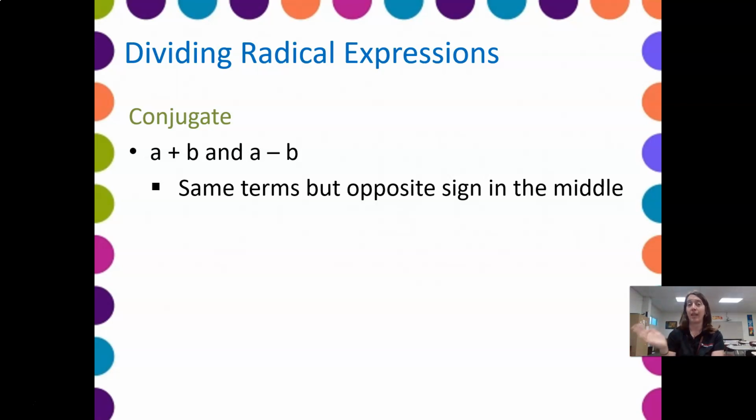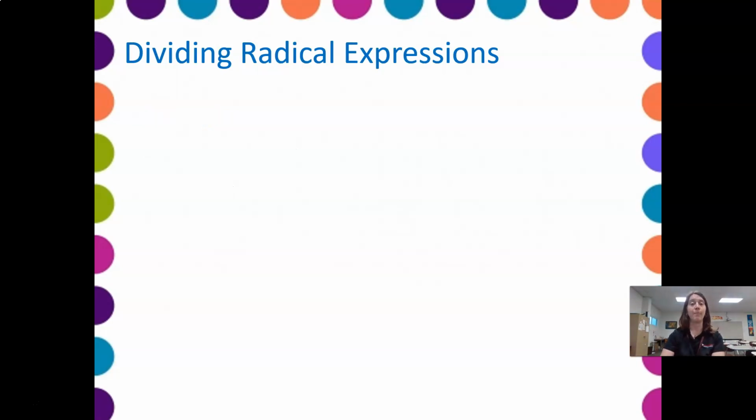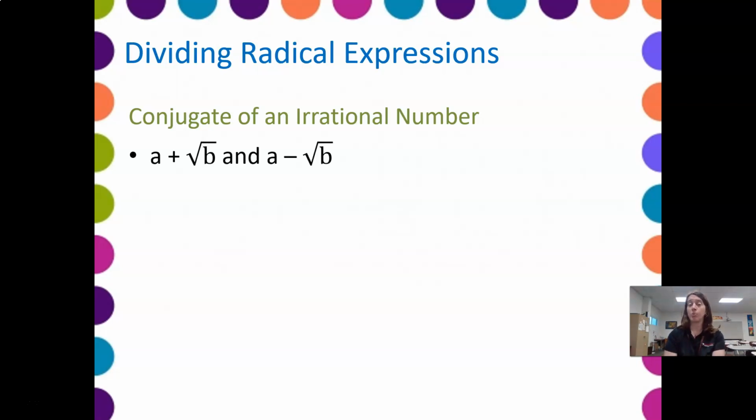So just to give you examples like we talked about before: x plus 2, x minus 2. They have the same pieces. One of them is a plus, one of them is a minus. Well, what we're going to see in our question today is we're going to have to deal with conjugates for irrational numbers, because remember, irrational numbers are things that involve our square roots. The conjugates would just look like this: A plus the square root of B and A minus the square root of B. Notice once again, you have the exact same two pieces.